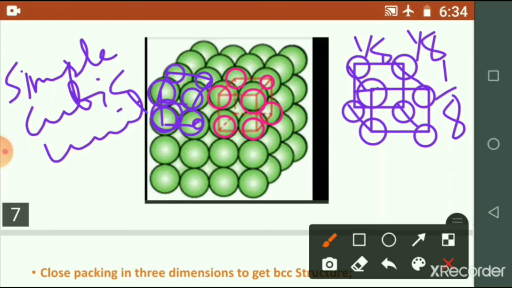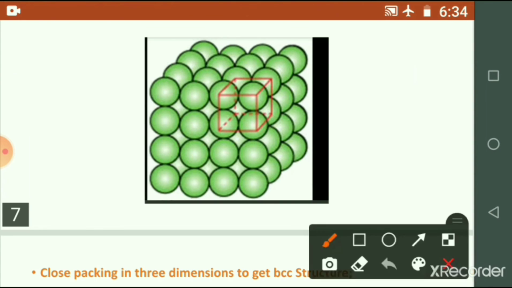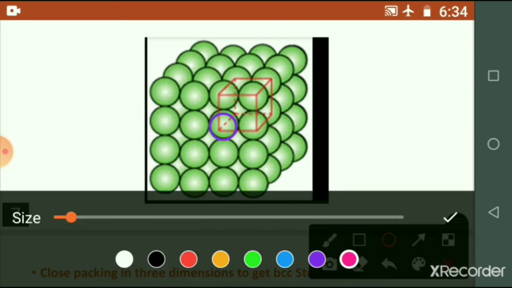How many atoms are there for one simple cubic unit cell? Only 1/8 portion of each atom belongs. There are 8 corners, so 1/8 into 8, which is equal to 1. So there is only 1 atom for this simple cubic unit cell. Next we are going to observe the coordination number. What do we mean by coordination number? How many nearest neighbors are there for a given atom?